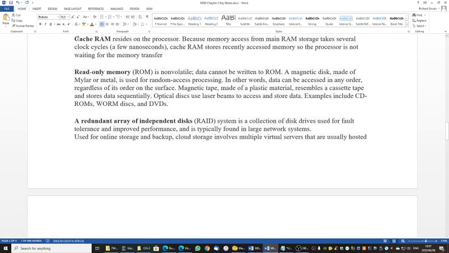We have something called cache RAM. Cache is a new word for you guys, and it resides on the CPU. It assists the CPU to access data quickly and transfer data in and out of memory. So please be aware that it is part of the CPU, or it will sit beside the CPU, and it helps to speed up the computer.